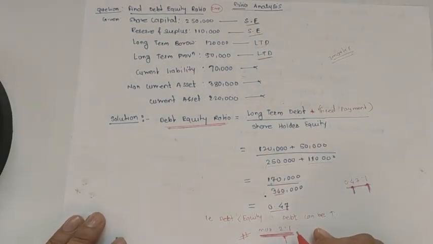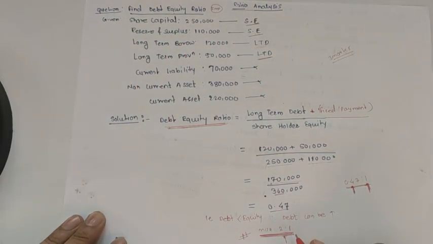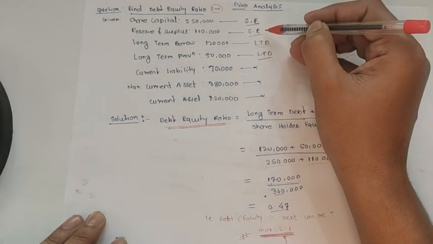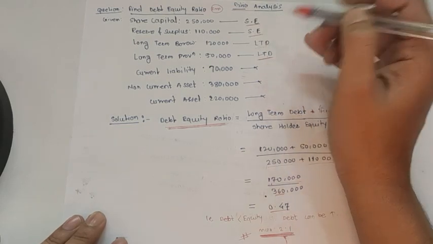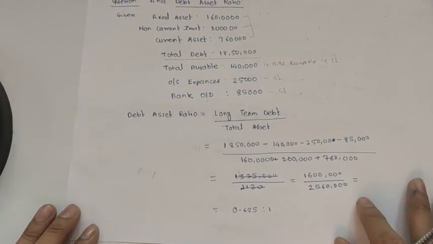So friends, this is how to calculate the debt equity ratio. The important thing here is to note how to segregate the numerator values and the denominator values. We will move to the next case study, or next numerical, you can say.